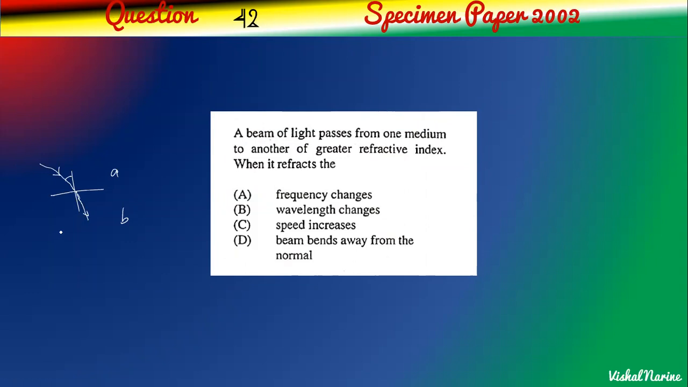So going through the options, what is going to happen? And you'll see that C and D will be incorrect because they're actually opposite. The speed is supposed to decrease and it's supposed to bend towards the normal. Again, the frequency is not affected, nothing is going to really affect the frequency, so it is actually B, the wavelength changes. All right, so question 42 is B.